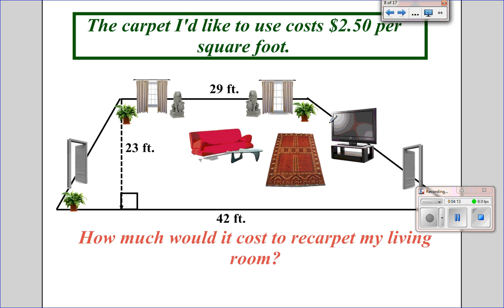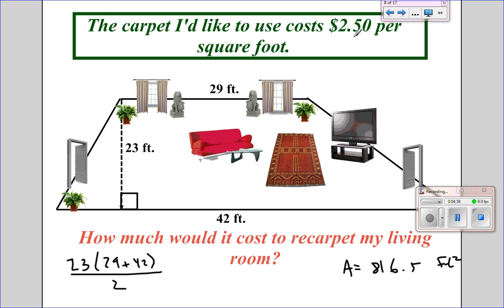So I need to find the square footage, how much area is involved here. So the height, 23, times base 1 plus base 2 over 2 to find the area. So 23 times 29 plus 42 divided by 2 gives me an area of 816.5 square feet. And since it's $2.50 per square foot, I just multiply this number by $2.50. So this room will cost me $2,041.25 to recarpet. It's a pretty big room.